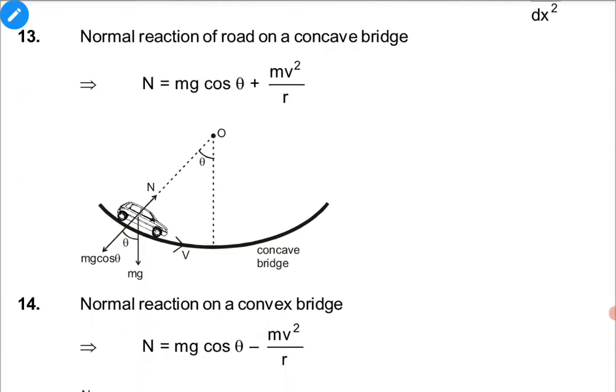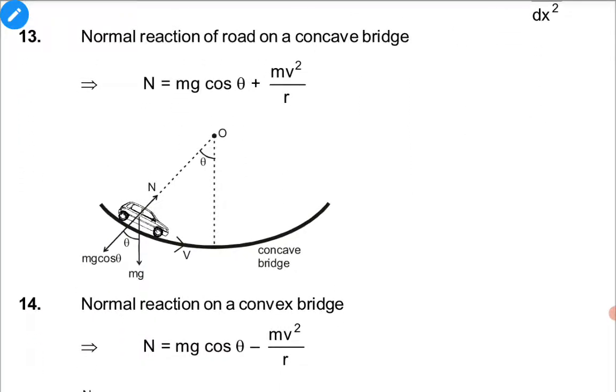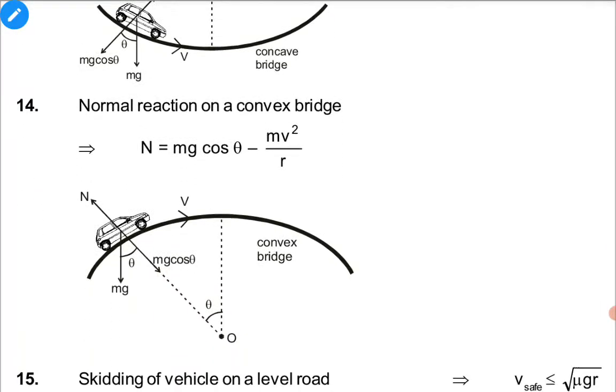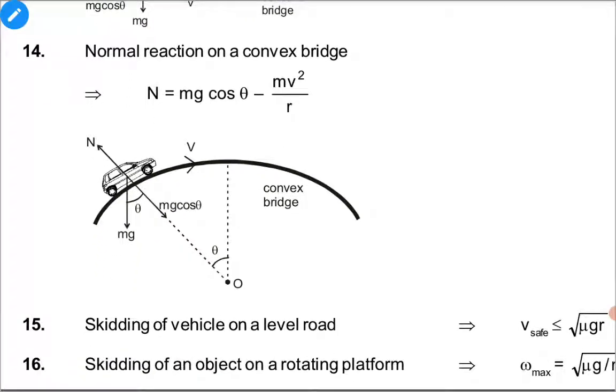Normal reaction of a car on a concave bridge. On balancing all the forces, we get normal reaction equals mg cos theta plus mv square upon r in case of a concave bridge. Normal reaction on a convex bridge. On balancing all these forces, we get n equals mg cos theta minus mv square upon r.